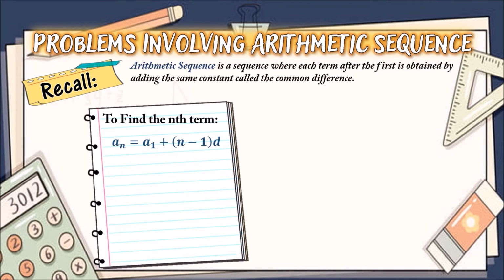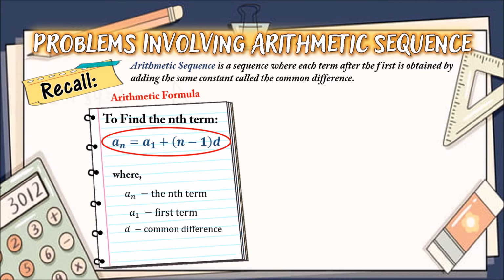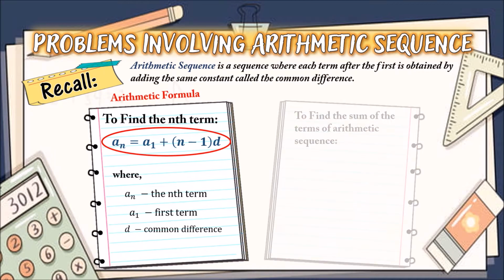formula na a sub n is equal to a sub 1 plus the quantity n minus 1 d, where a sub n is the nth term, a sub 1 is the first term, and d is the common difference. So, this is what we call the arithmetic formula.